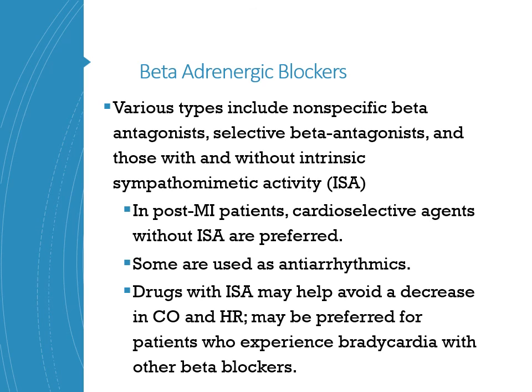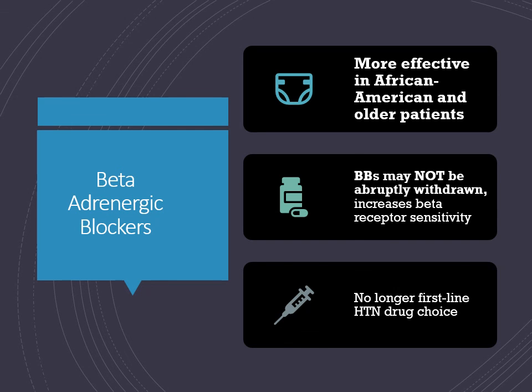Beta-adrenergic blockers, I'm not going to talk a whole lot about because they're discussed in chapter 14. But there are non-specific beta antagonists, selective beta antagonists, and those with and without intrinsic sympathomimetic activity, or ISA. So in post-MI patients, cardioselective agents that do not have ISA are preferred. Drugs with ISA may help avoid a decrease in cardiac output and heart rate. So they may be preferred in patients that get really bradycardic with other beta blockers.